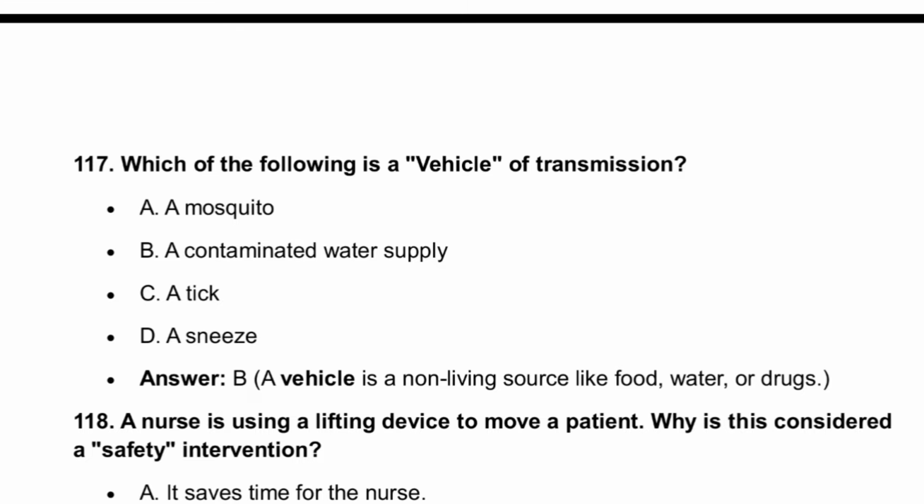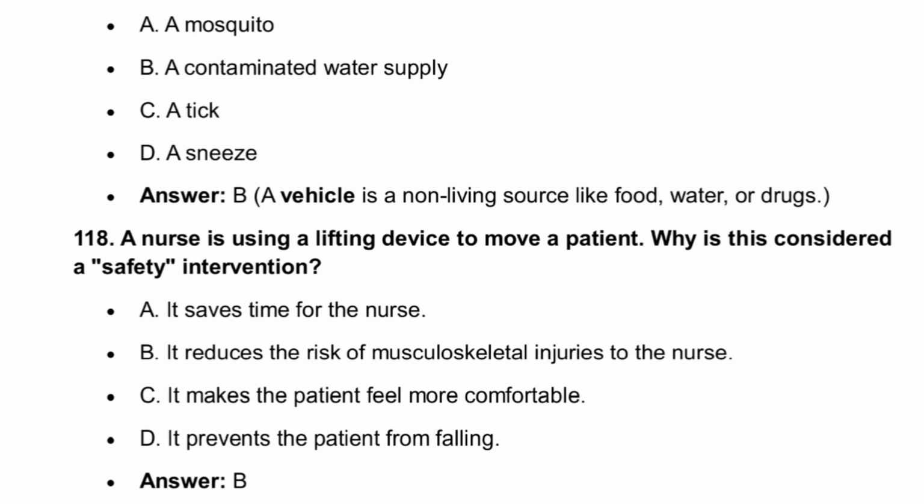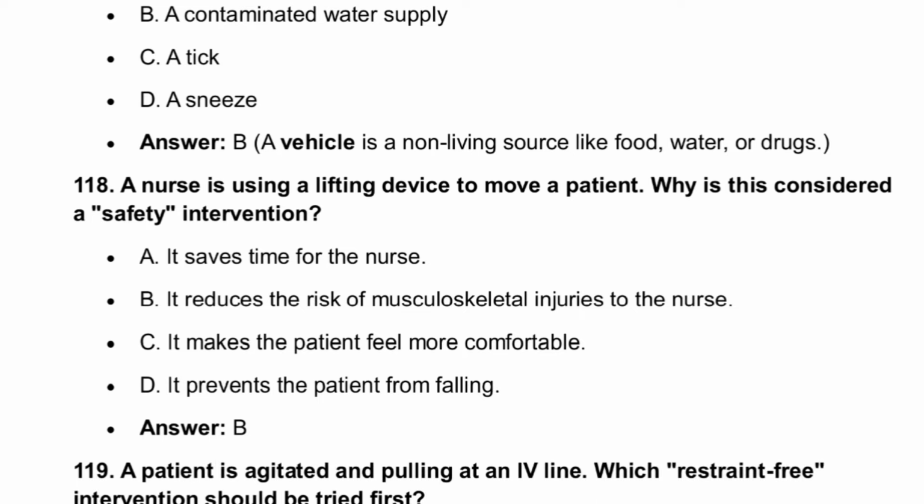Which of the following is a vehicle of transmission? এর জন্য কি হচ্ছে বি, a contaminated water supply. A nurse is using a lifting device to move a patient. Why is this considered a safety intervention? B হচ্ছে answer, it reduces the risk of musculoskeletal injury to the nurse.